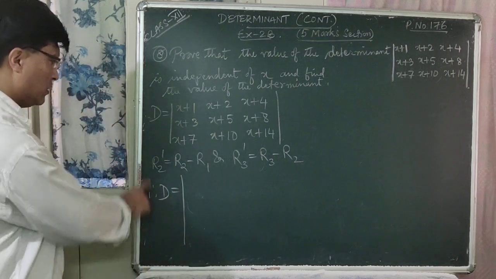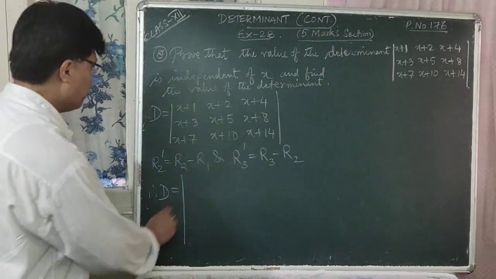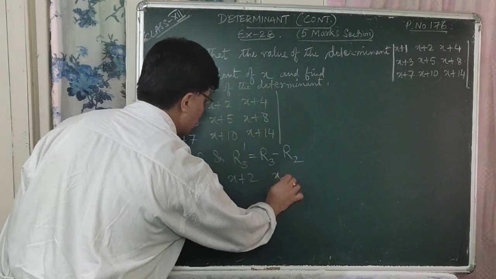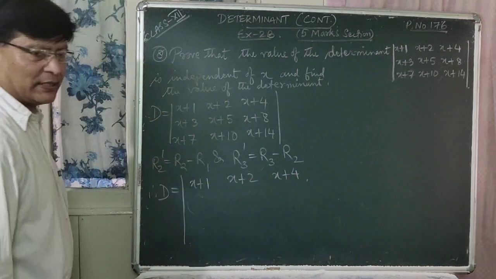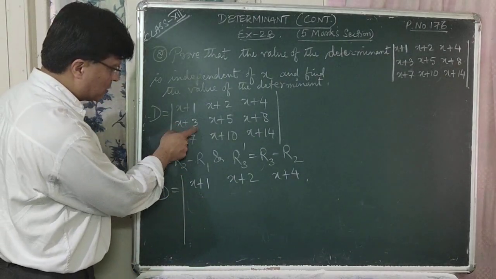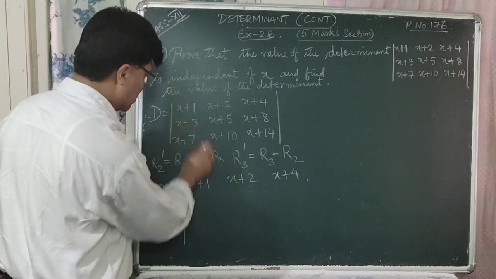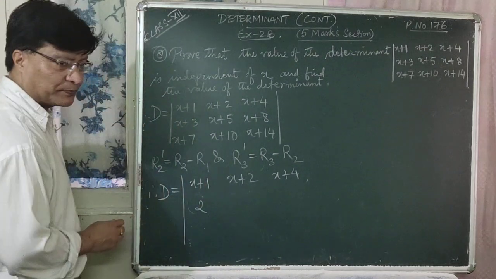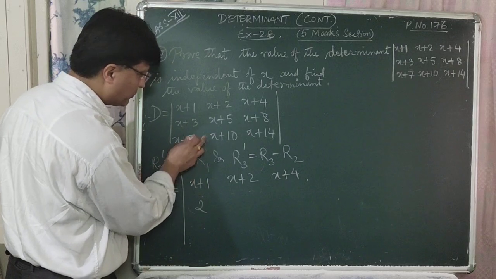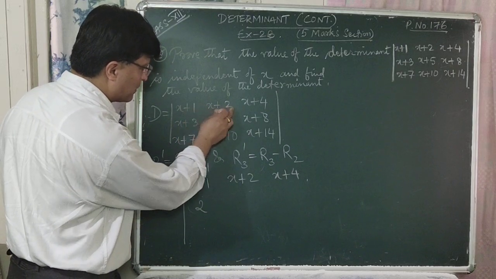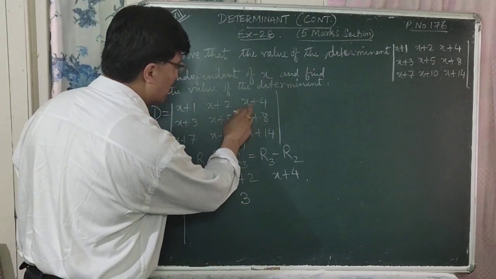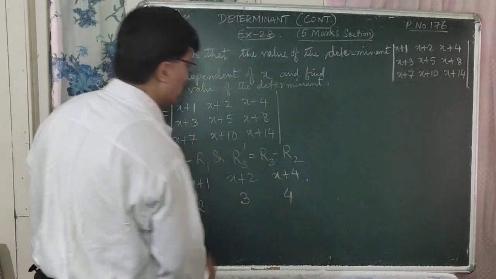So therefore D is equal to, now first row remains same. This is x plus 1, x plus 2, x plus 4. Right? Next, now it is R2 minus R1. X plus 3 minus x minus 1, that is 3 minus 1, here it is 2, right? Then again R2 minus R1 is there. X plus 5 minus x minus 2, that is 3. X plus 8 minus x minus 4, that is 4. Is that clear?